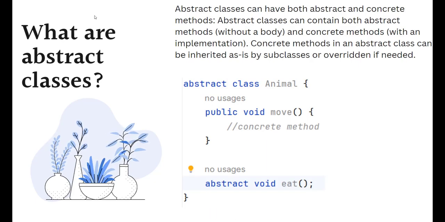Abstract classes can have both abstract and concrete methods. Abstract classes can contain both abstract methods without a body and concrete methods with an implementation. Concrete methods in abstract classes can be inherited as is by subclasses or overridden if needed.